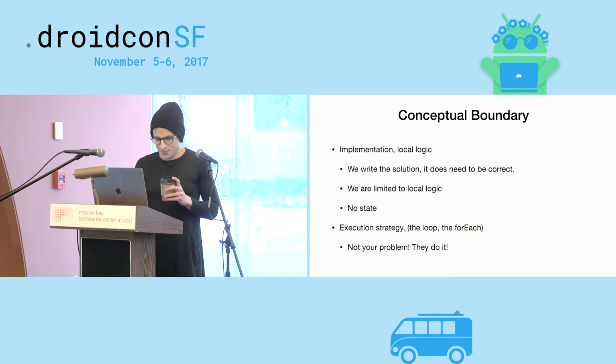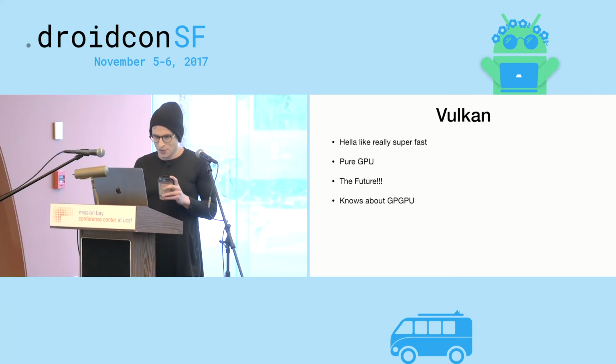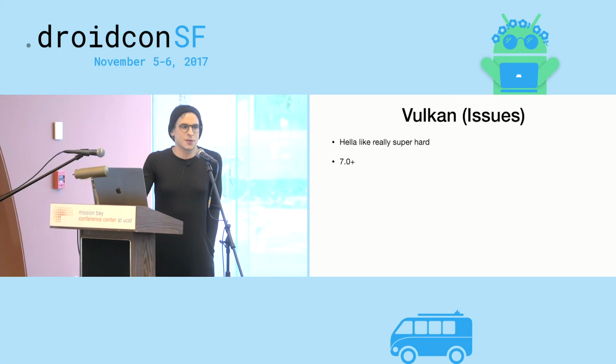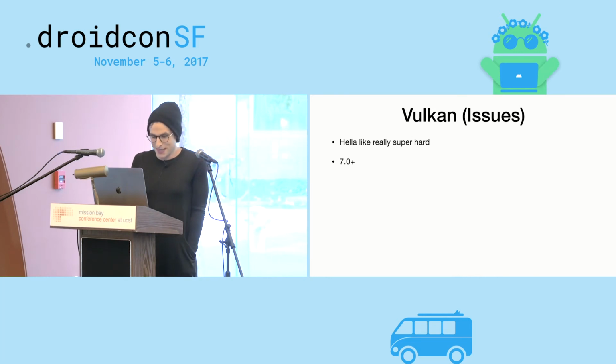I don't know. Let's see. Vulkan. I haven't used it. I heard it's really fast. I also heard it's really hard. It's 7.0 plus, so it'd be only on the most modern devices. I think if you write in Renderscript and the phone has a custom Renderscript driver that is utilizing Vulkan, then you're doing Vulkan and you didn't even realize it. But we haven't used it, at least not at VSCO.